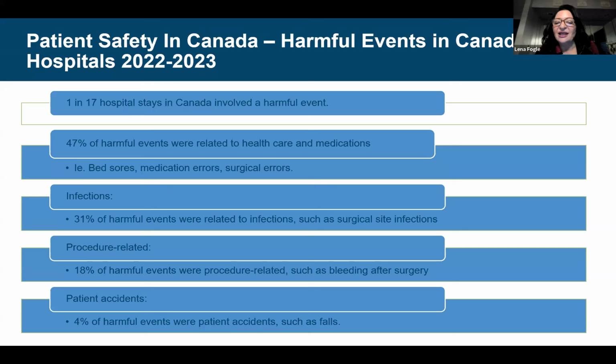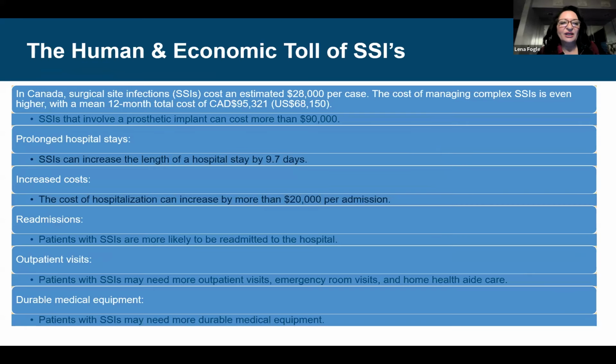18% were procedure related, like bleeding after surgery or something that happened during the intraoperative phase. And then there were also patient accidents. A lot of people think that falls are really high up there, but if you take a look at the data, that's only about 4% of the harmful events. So most of this is within control. This is not known or expected complications of surgery. These are actual medical errors and preventable harm, right?